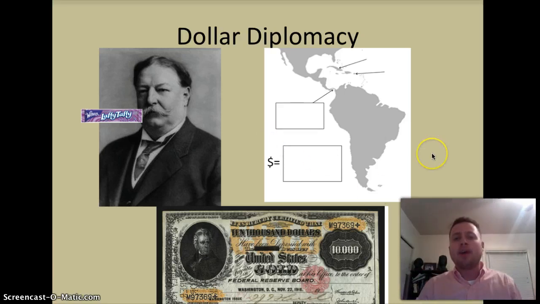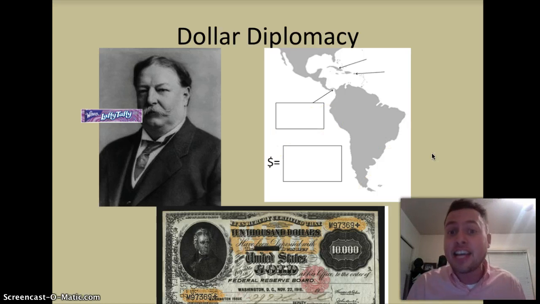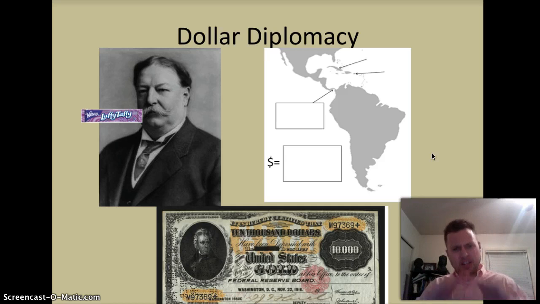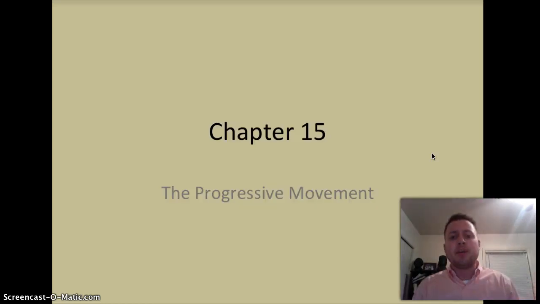Dollar diplomacy, William Howard Taft, kind of sounds like Laffy Taffy, Taffy. How much does Laffy Taffy cost? You know, like the big one you get at 7-Eleven. $1. That kind of reminds me of dollar diplomacy. Laffy spelled L-A, Latin America. Premium or non-premium? Premium.